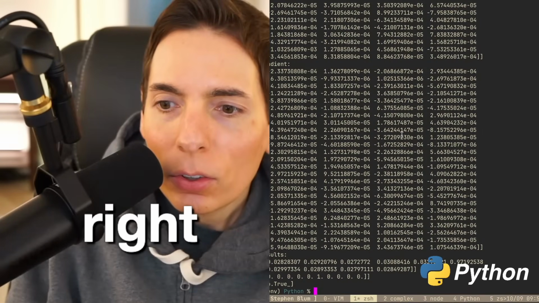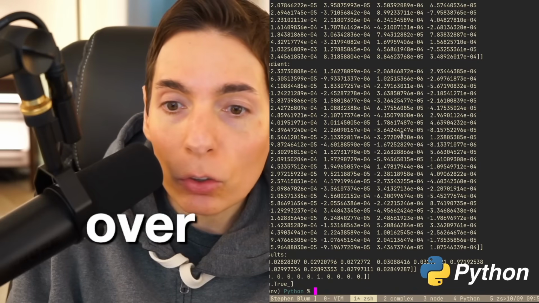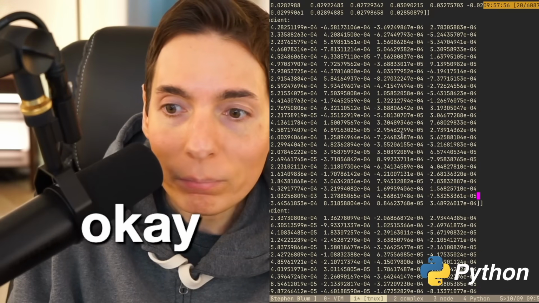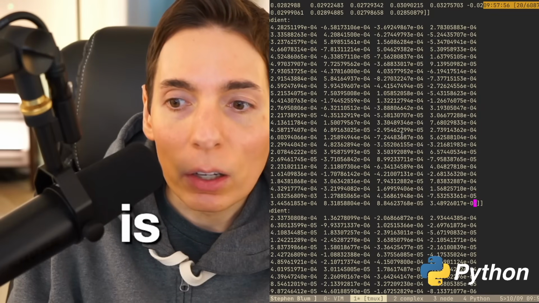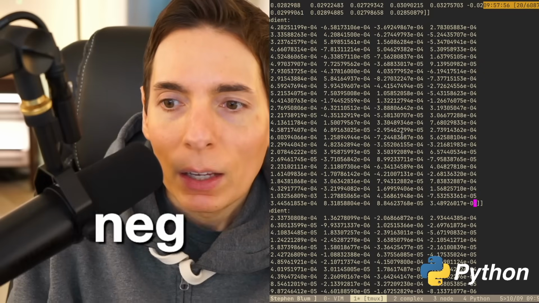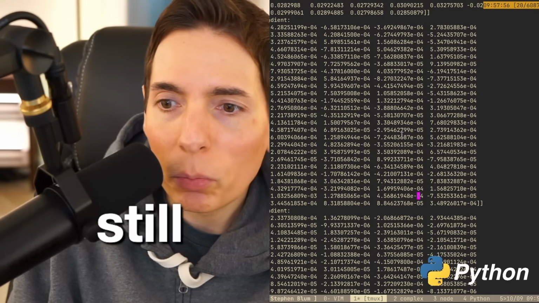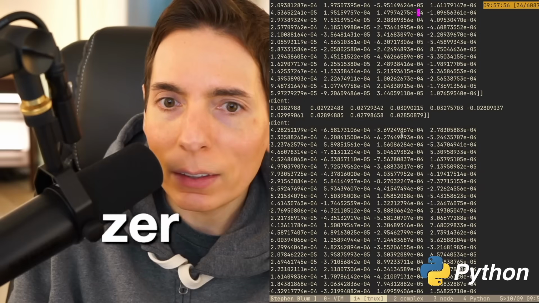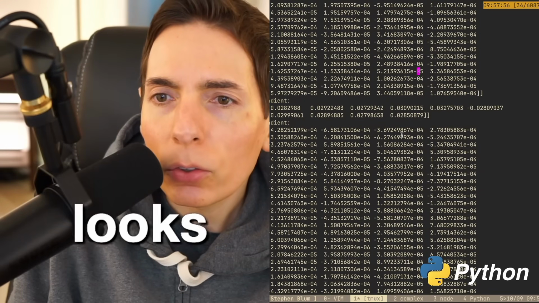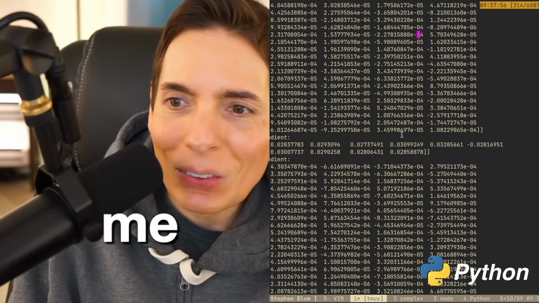All right, looking at this, it's still not overflowing. The gradient looks okay. It is a pretty small number. If you're looking here, you see these -4s. It just means you're moving 4 decimal places, but that still seems pretty small. I don't see any zeros or anything like that. Gradient looks good. Looks fine to me.